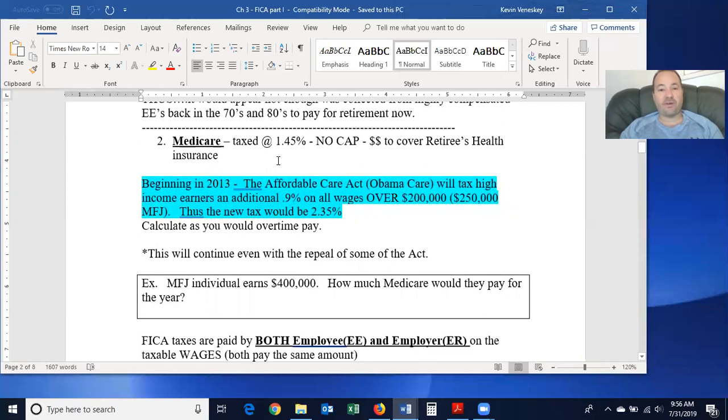Medicare is the second of the FICA taxes. And that one, we need to memorize the percentage. It doesn't change as well. It doesn't change for years and years and years.